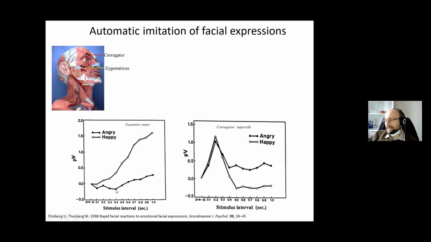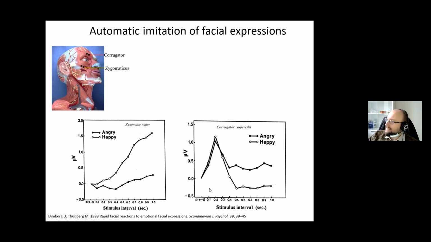Here they presented to participants faces of other people in different emotional states. So when the subjects watched angry and happy faces, they automatically imitate them. When they watched happy faces, their zygomaticus muscles were activated. And on the contrary, when they watched angry faces, their corrugator muscles were activated.